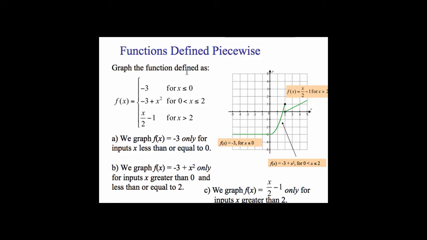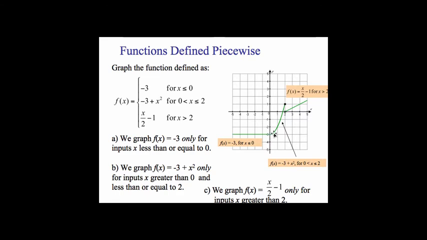The next one is graph of a function. So here, f of x is negative 3, and f of x equals negative 3 plus x squared, and then it's x over 2 minus 1 for greater. So once again, it's split up. If we look at the graph here, f of x is a constant function when x is less than or equal to 0. So up until 0, it's a constant function at negative 3.